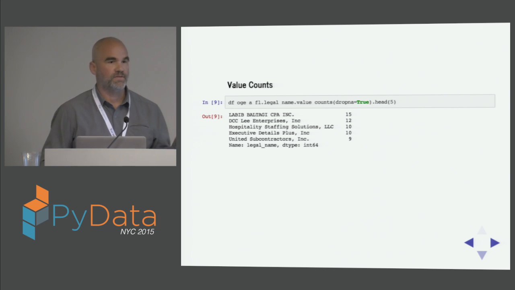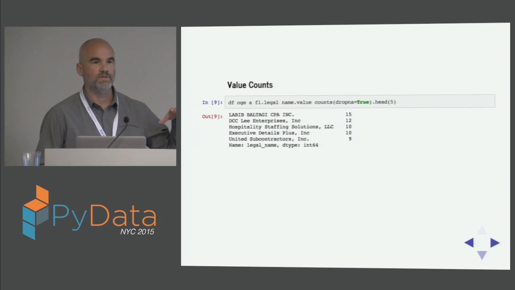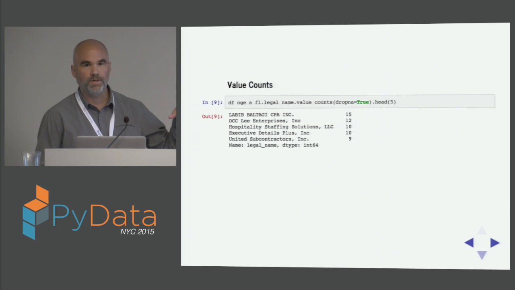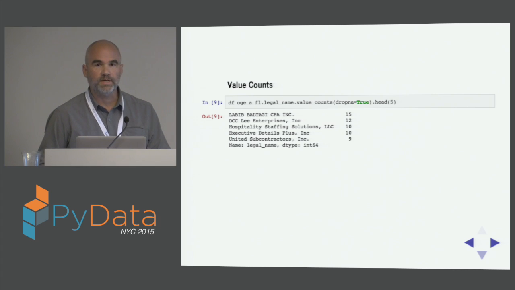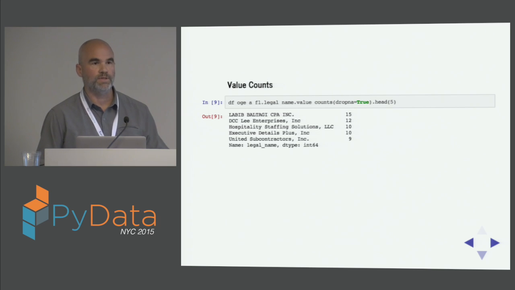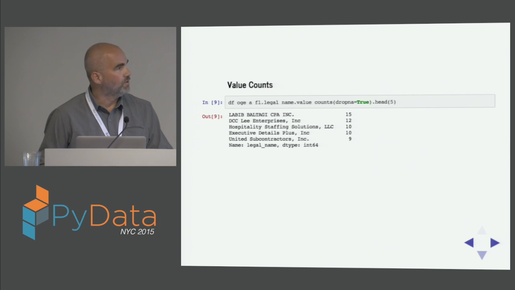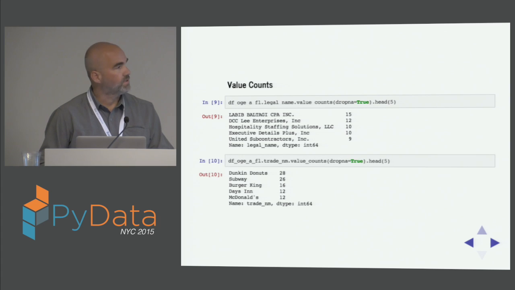So the series has a thing called value counts, which just gives you a list of the most common things. The example I used here was the DOL data has both a trade name and a legal name, and it's not immediately clear to me, at least, which one of those you might want to use as the name. So if you look at the value counts on legal name, those don't look recognizable to me. But if you look at the counts on trade name, those look like businesses to me.